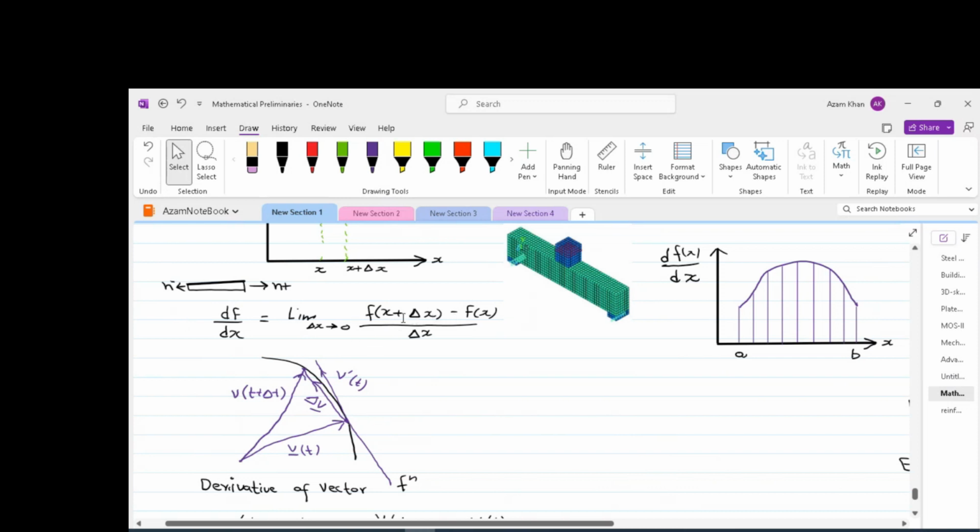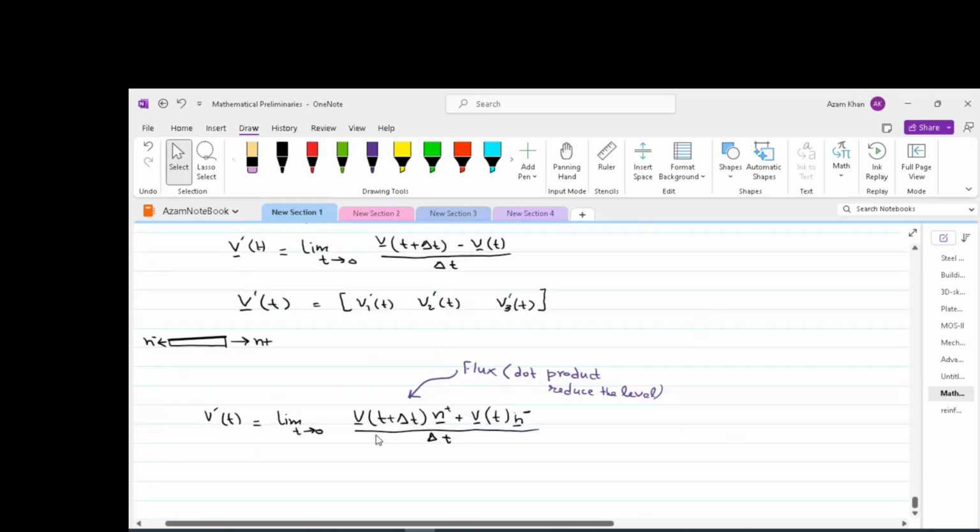And similarly, multiply this first function with n plus because it is plus. Since in the first term we have the coefficient plus, we multiply the first term over here with vector n plus, and the second term with n minus because the coefficient of the second term is negative. This is equivalent to dot products.